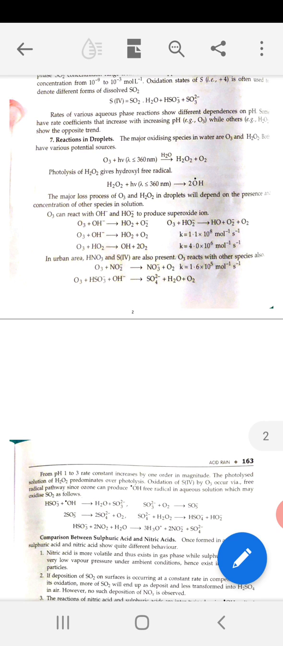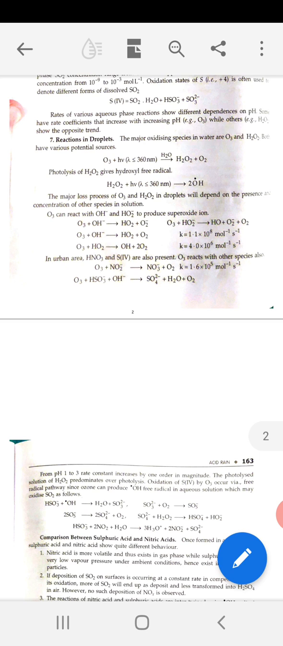O3 can react with OH⁻ and HO2⁻ to produce superoxide ions. Ozone reacts with OH⁻ ions to form HO2⁻ plus oxygen. And ozone reacts with HO2 to form OH plus 2 oxygen. Similarly, ozone reacts with HO2⁻ ion to form OH plus O2⁻ and oxygen. The rate constant for the second and third reaction is 1.1 × 10⁸ per mole per second, and k for the third reaction is 4 × 10⁶ per mole per second.